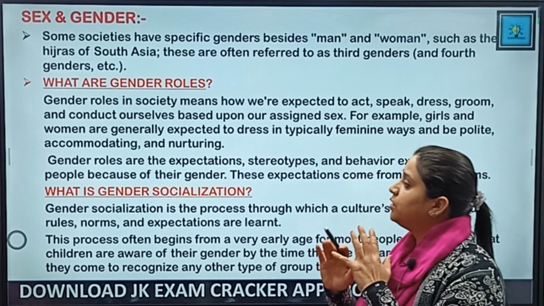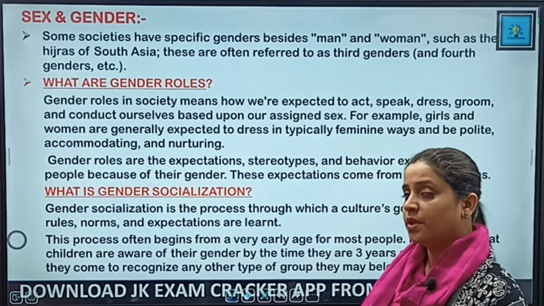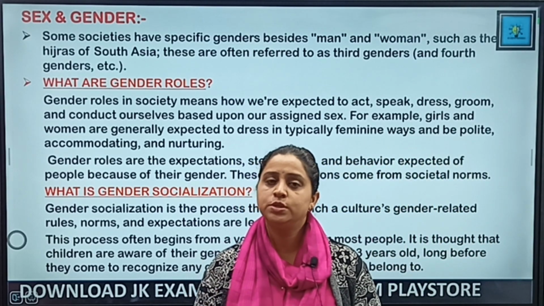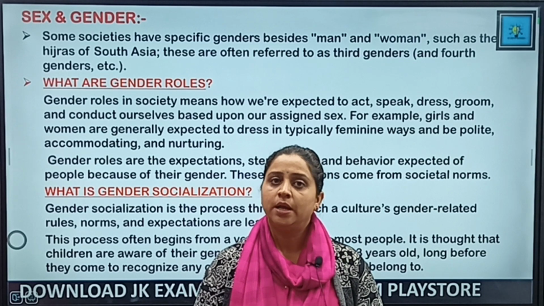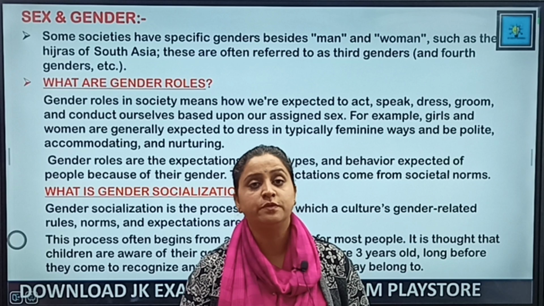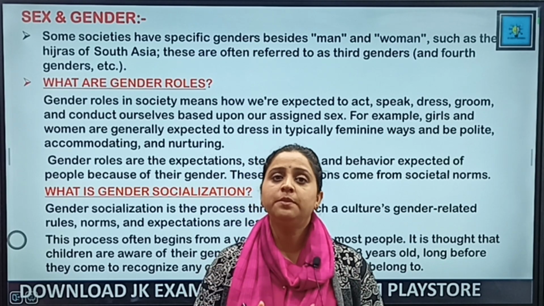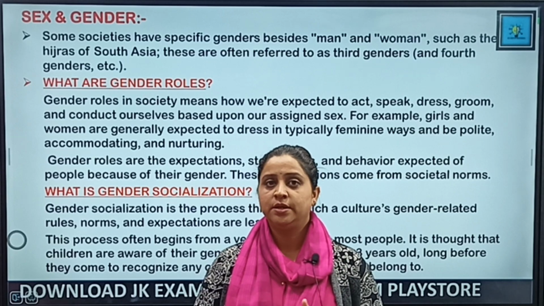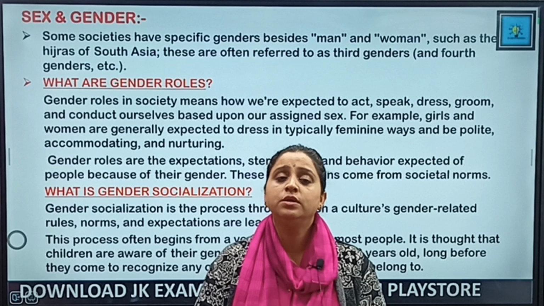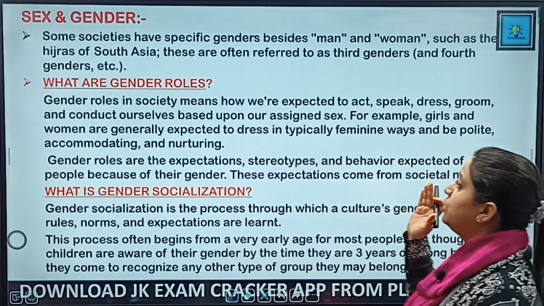What are gender roles now? Gender roles क्या होते हैं? Now society has roles for its members. As members of society, all of us have some roles to perform. हमारे कुछ काम होते हैं, लेकिन जब ये roles या जब ये positions divide होती हैं on the lines of the gender, इसे हम कहते हैं gender roles.